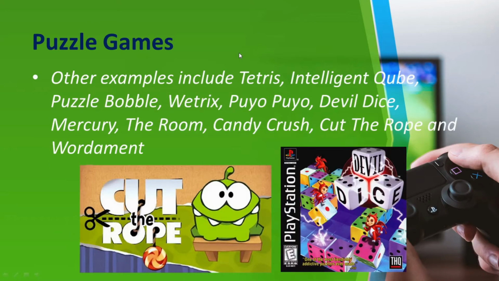So, other examples of this game include Tetris, Intelligent Cube, Puzzle Bubble, Wetrix, Puyo Puyo, Devil Dice, Mercury, The Room, Candy Crush, Cut the Rope, and Word the Men. I won't be showing you an example of this game because I assume some of you already played this game using your mobile phone, such as Candy Crush, Cut the Rope, etc.